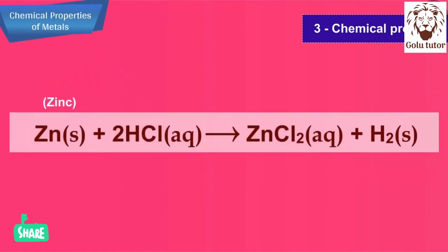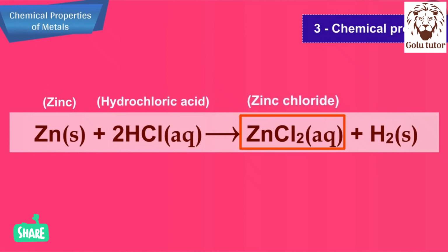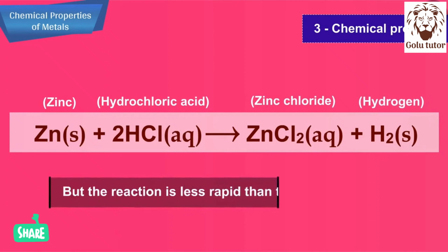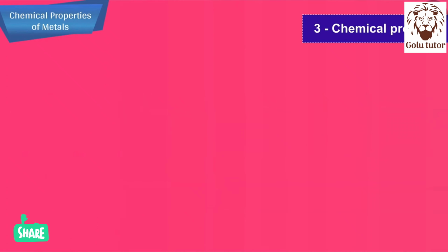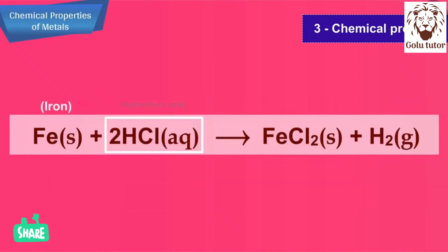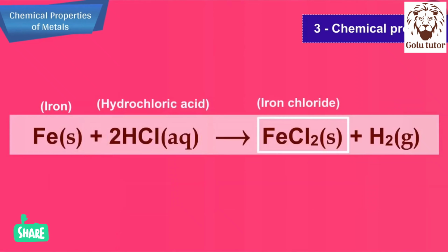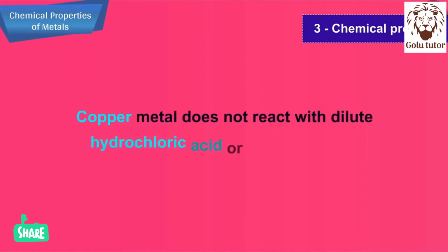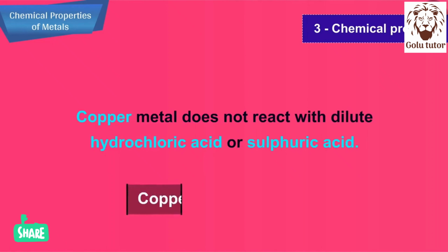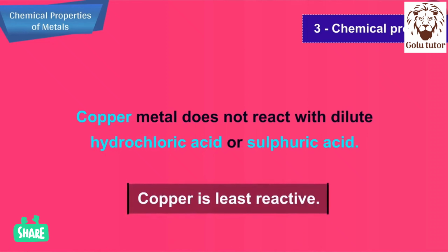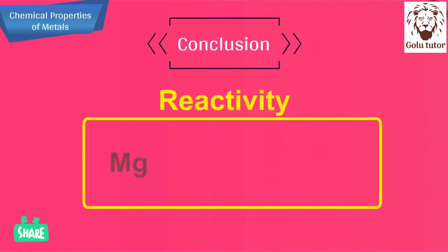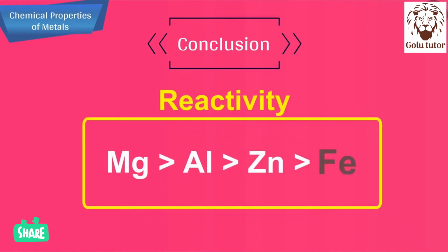Zinc also reacts with dilute acid to give zinc chloride and hydrogen gas, but the reaction is less rapid than that of aluminium. Iron reacts with dilute acid to give iron chloride and hydrogen gas. Copper metal does not react with dilute hydrochloric acid or sulfuric acid, and this shows that copper is least reactive. From this, we can conclude that the reactivity decreases in this order.